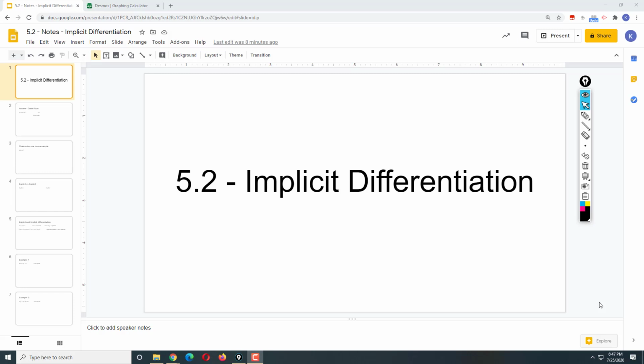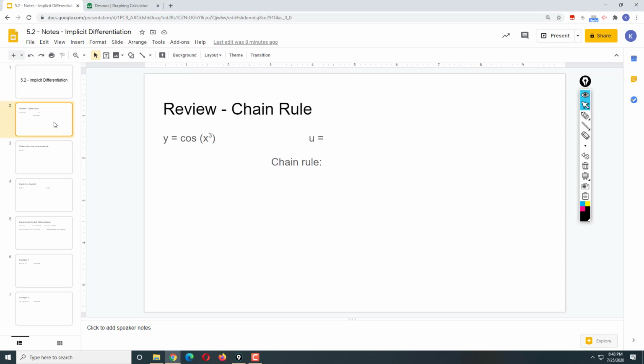Welcome to Unit 5, Lesson 2, Implicit Differentiation. For this lesson, we are going to have to apply the chain rule. So let's do a quick review. y equals cosine of x cubed. We want to find the derivative of y.